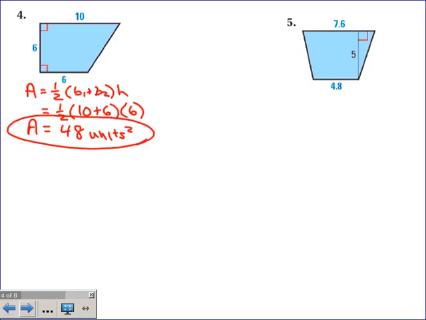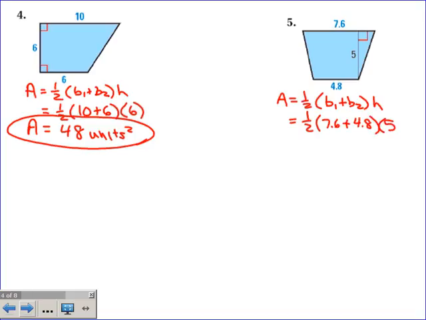Number 5, Janelle. What shape do we have? Oh, trapezoid. What's the area formula for a trapezoid? Times the height. Very good. What's base 1? 7.6. What's base 2? 4.8. What's the height? 5.